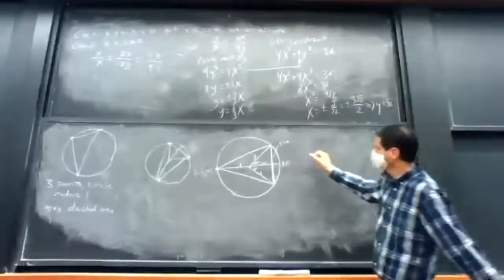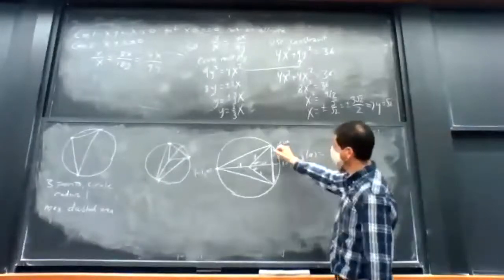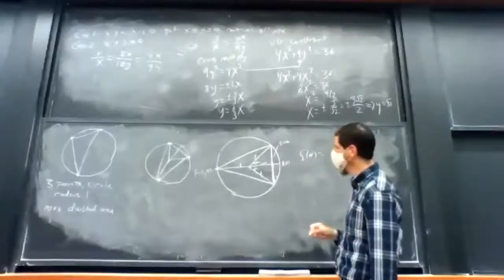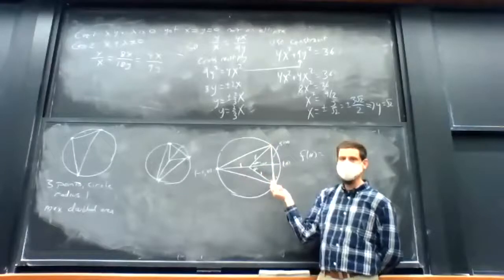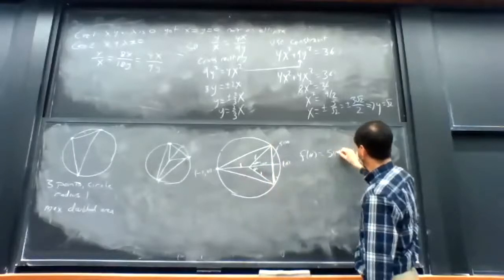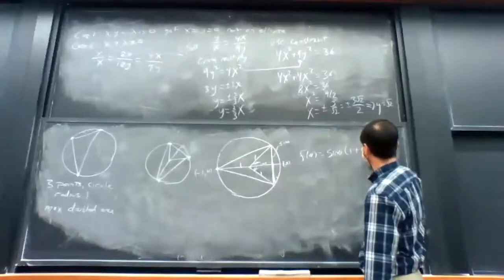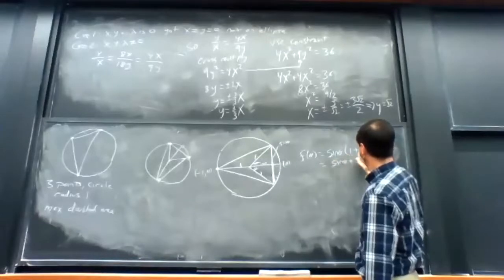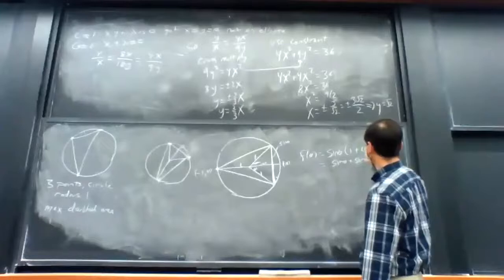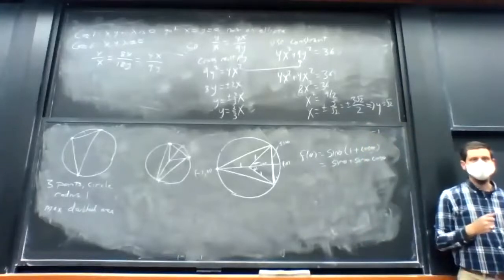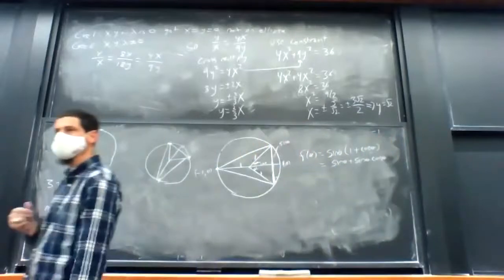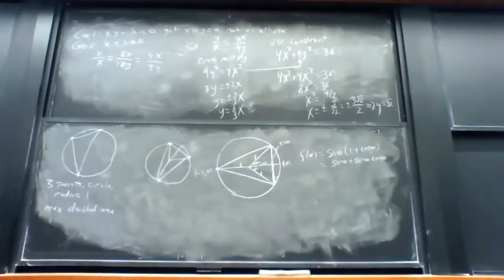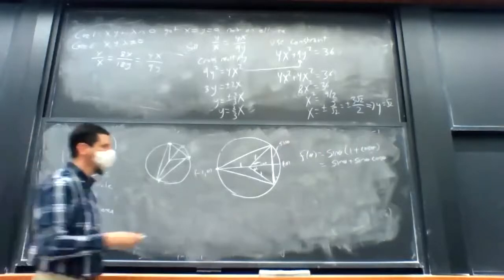So what I can do is have my function f of theta be 1/2 base times height. So it would be 1/2 times 1 plus cosine theta times 2 sine theta. So it would just become sine theta times 1 plus cosine theta, or sine theta plus sine theta cosine theta. How do I find where this is maximal? You've got a function of one variable. How do you find where this function of one variable is maximal?